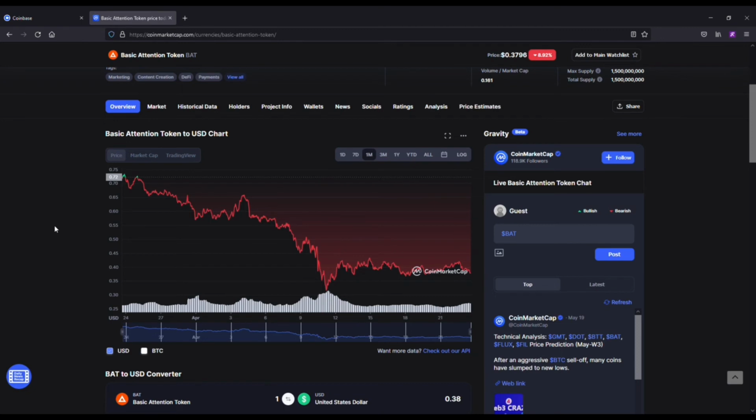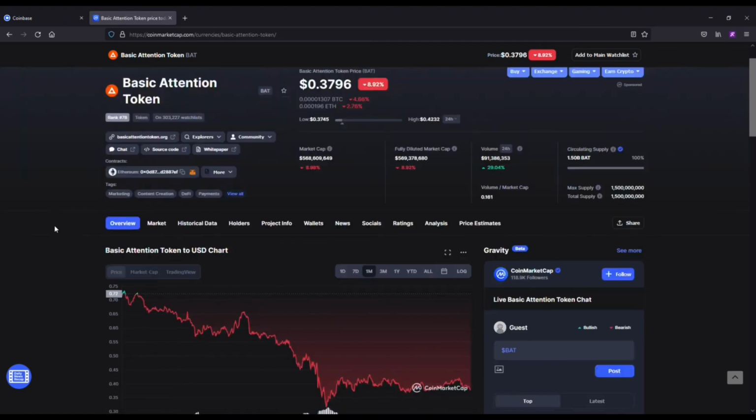I think this coin could easily, especially with the multiple on it now, a 20x is very possible on this coin. I can see it. 10x minimum, 20x possible.